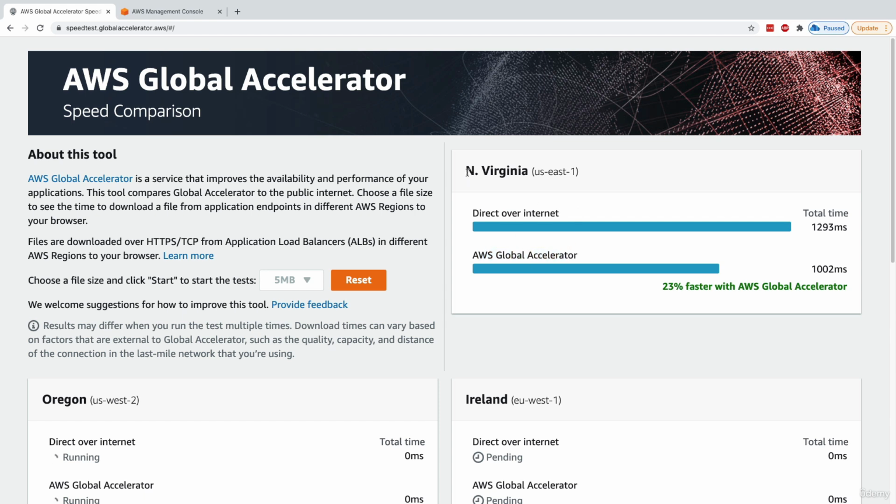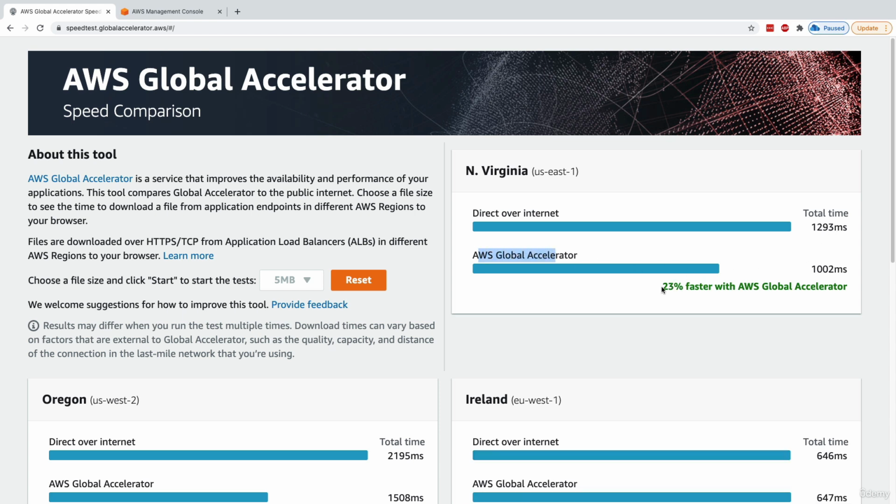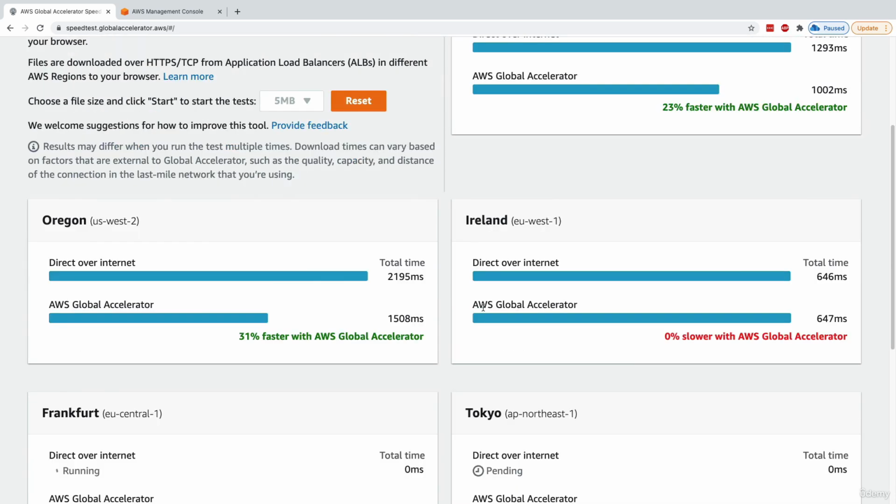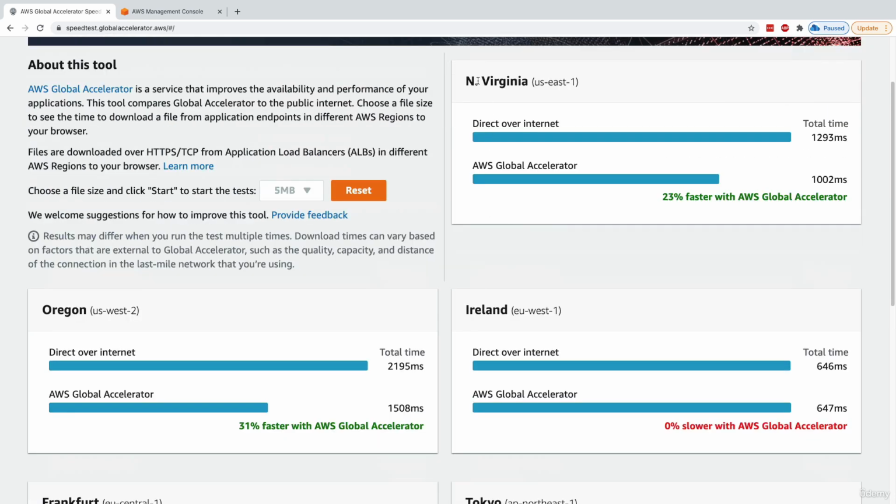As we can see in US East 1, Northern Virginia, if I wanted to download a file over the internet, it was done in over 1,293 milliseconds, whereas using Global Accelerator, it was 23% faster because it was only 1,002 milliseconds. So this is going to make a huge difference for regions that are far away from me. I'm in Europe, so Northern Virginia is far away from me. It's across the ocean. Oregon as well. It's on the west coast of the US, so it's across the ocean and across the US. So I'm getting a 31% improvement of speed.